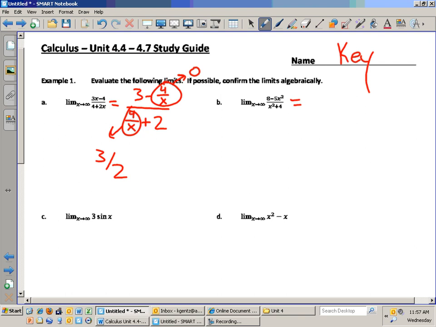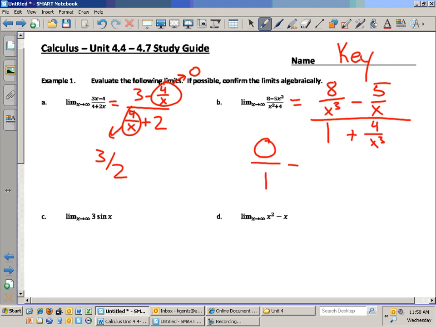All you have to do is divide the top by x squared. 8 over x squared minus 5. I'm sorry, we're dividing by x to the third. 8 over x to the third minus 5 over x, divided by x to the third over x to the third, is 1 plus 4 over x to the third. So I have 8 over x to the third is 0. 5 over x is 0. I have 1 plus 0. So really what you have here is 0 over 1, which is 0.